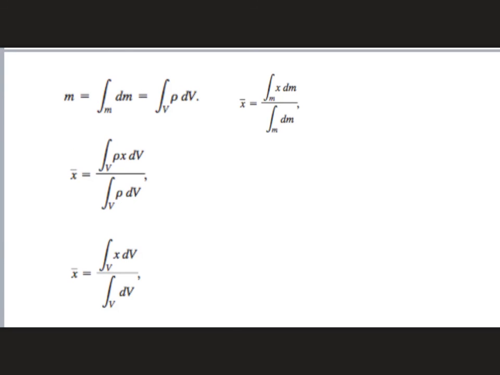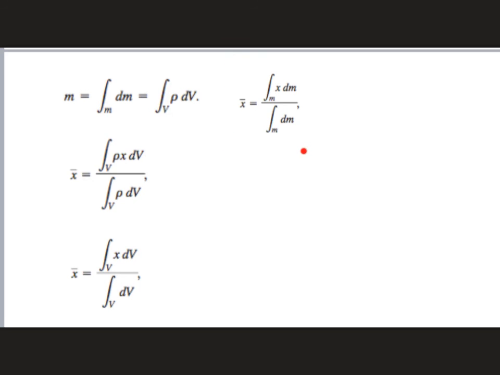So that was an interesting result. We basically just proved that you can actually consider mathematically the mass of an entire extended body as being concentrated at the location of the center of mass. Now, this slide, we're just recapping a few things.